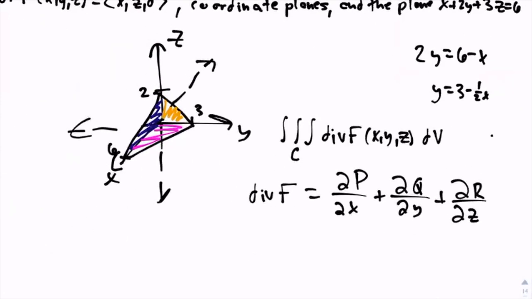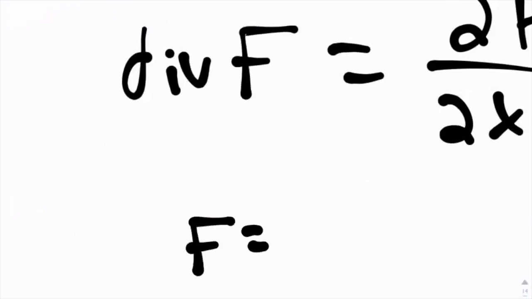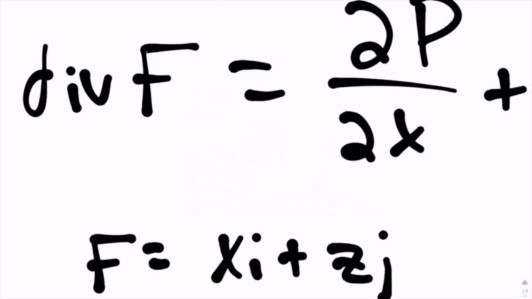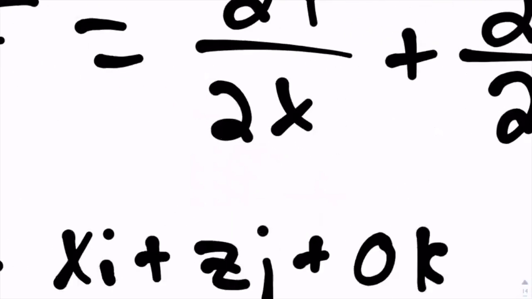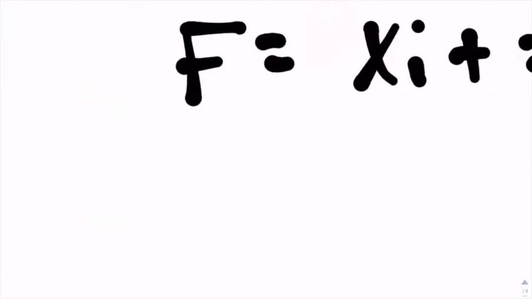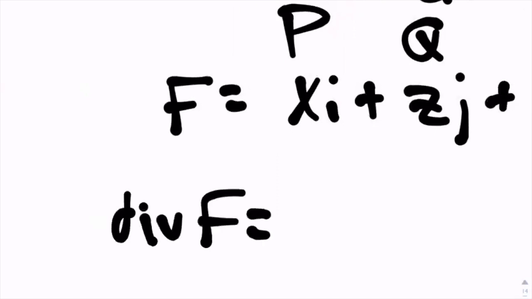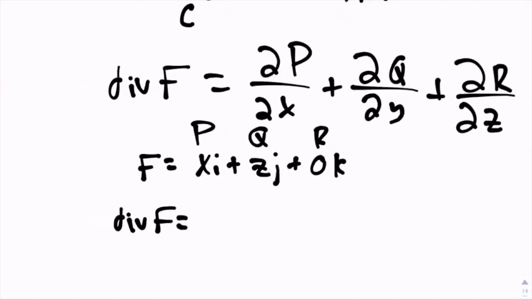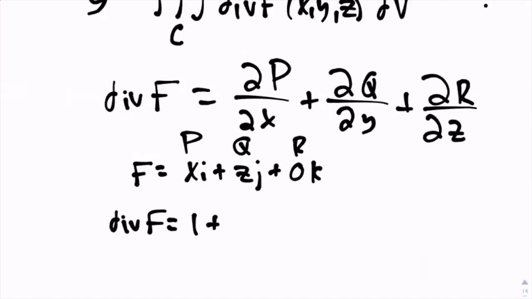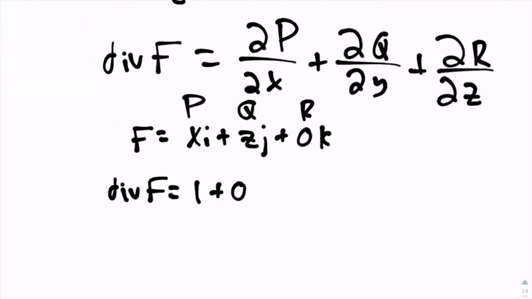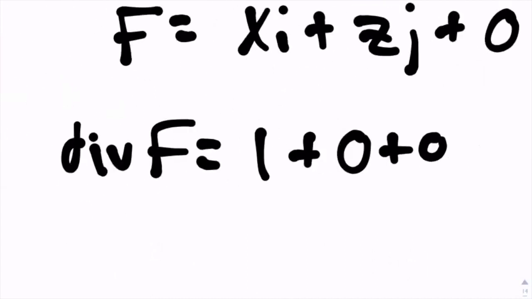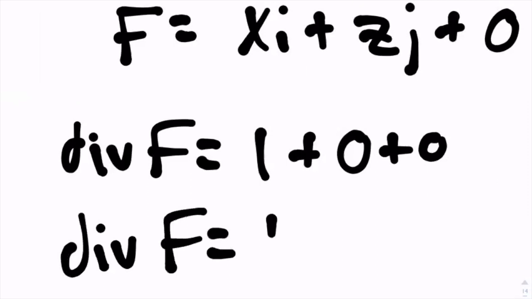And in our case, we know that F is simply equal to xi plus zj plus 0k. And we know P, Q, R. So to find div F, we can simply look at this and say the partial of P with respect to x, we see that that's just equal to 1. Plus the partial of Q with respect to y, we see that that's equal to 0. And then the partial of R with respect to z, we see that that is again 0. So we get that our div F is just equal to 1.